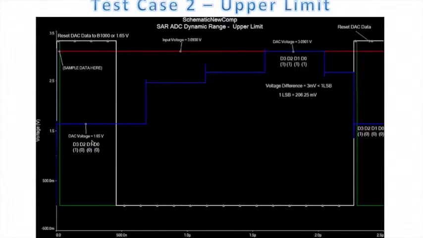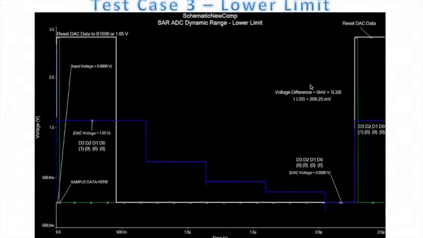For the upper limit, we can see that the DAC voltage is very, very closely approximated to the input voltage. Again, we have a difference of less than 1 LSB, about 3 millivolts. For the lower limit, also we can see that the DAC's shift register and the SAR logic is working perfectly, and we're getting almost no difference in the lower limit.